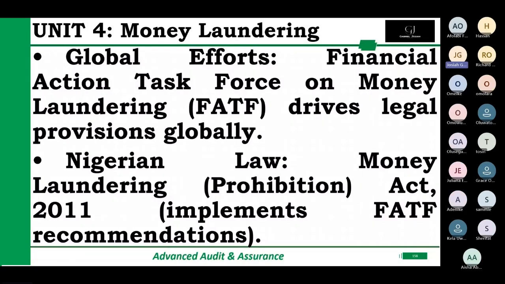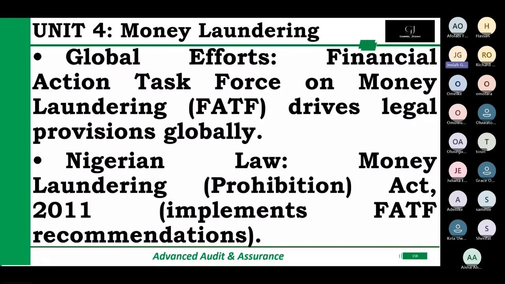So this body helps with country-specific membership and delegations. Africa, Europe, and several continents come together to form this task force on money laundering, and they drive provisions, laws, regulations globally to ensure that this menace is curbed and brought to the barest minimum.